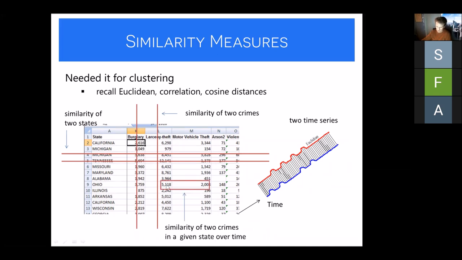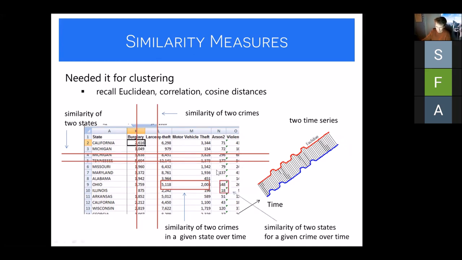Or you can do similarity of crime over time for a given state. Now you take the time dimension and compare similarity. So you can compare if larceny and motor vehicle theft have similar patterns over time. Could be interesting: whenever there is high larceny, there's also a lot of motor vehicle theft. But maybe they're unrelated. Or maybe arson is not at all related to burglary. You don't know that, but you have to compare them.